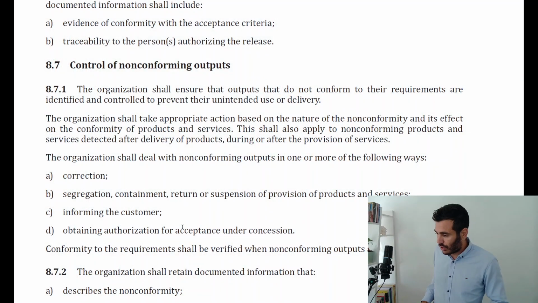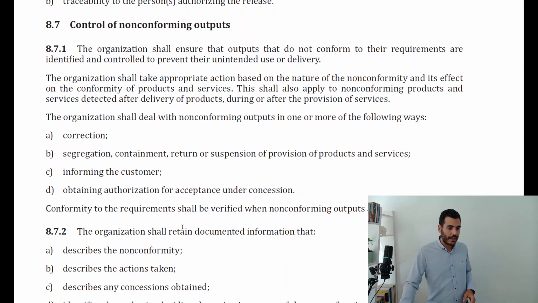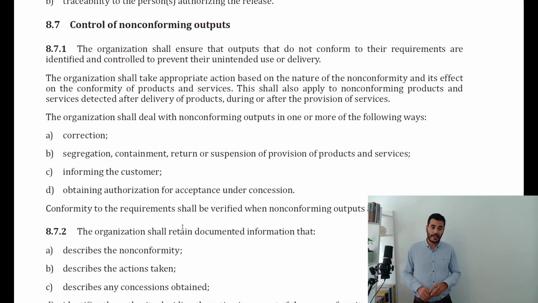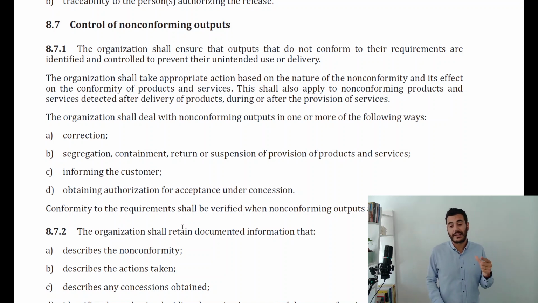And clause 8.7, which is the last clause within this particular clause 8, talks about control of non-conforming outputs. No matter how much we try, we will still make mistakes, and we will still create defective products. Having said that, first of all, and this is what the standard is asking us here, it states that the organization shall ensure that outputs that do not conform to their requirements are identified and controlled to prevent their unintended use or delivery.